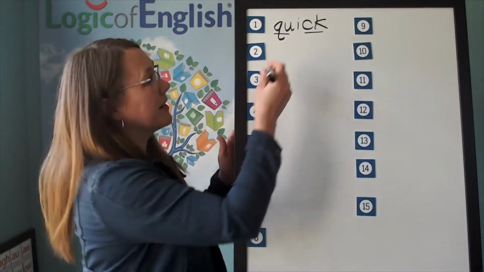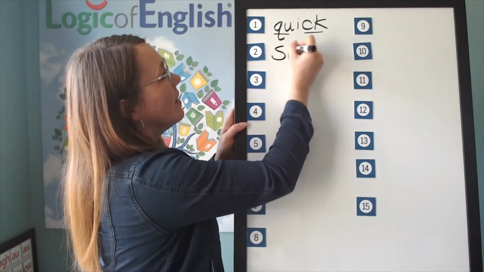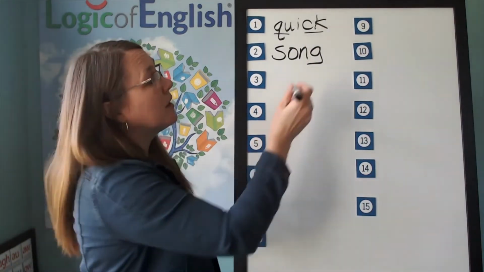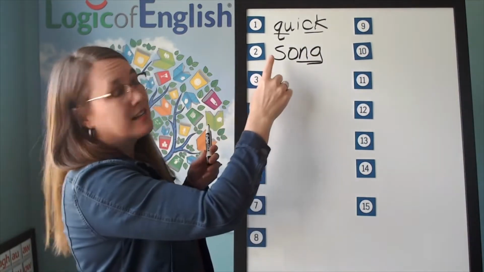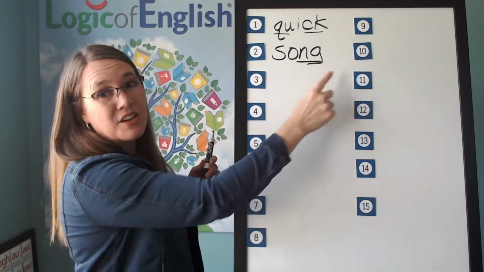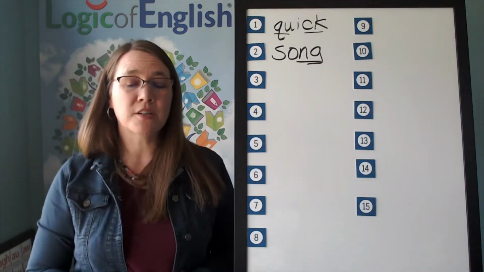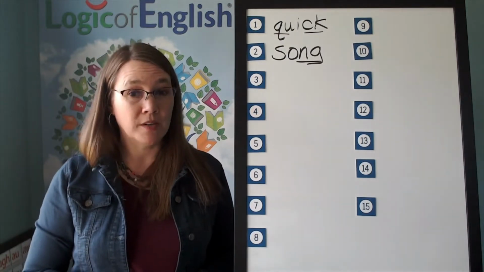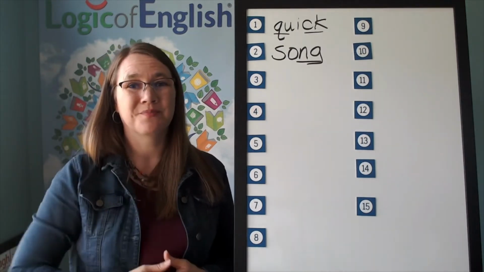Okay, help me to write it. S-A-ng. And how will we mark song? We'll underline the ng. Let's read it. S-A-ng. Song. The next word is corn. I think I'll serve corn with dinner tonight. Corn. Go ahead and say corn.